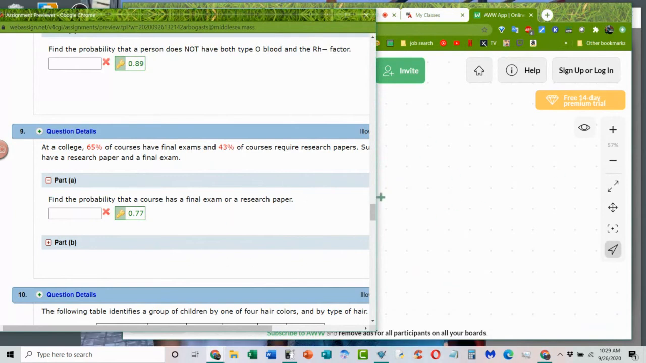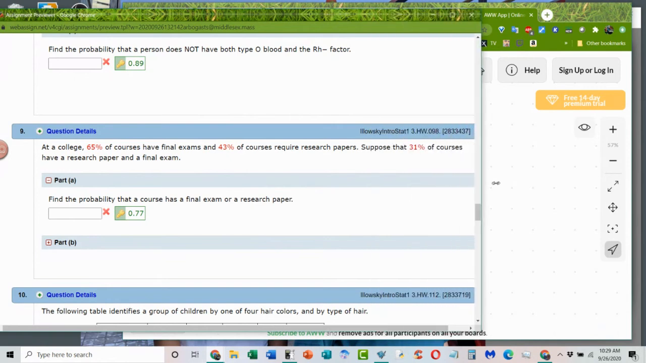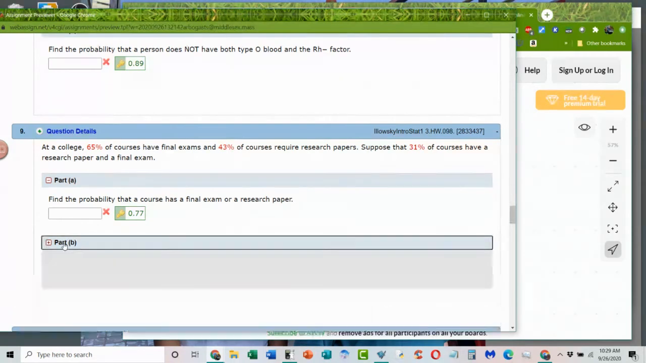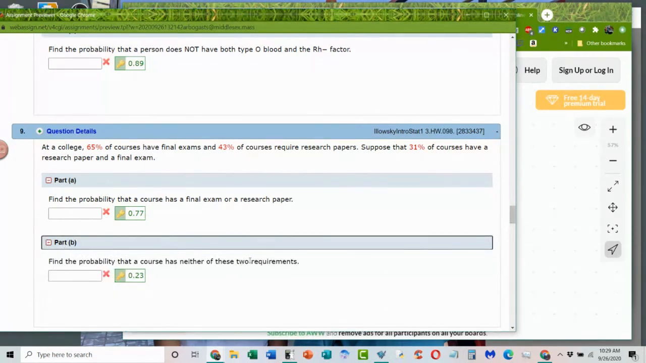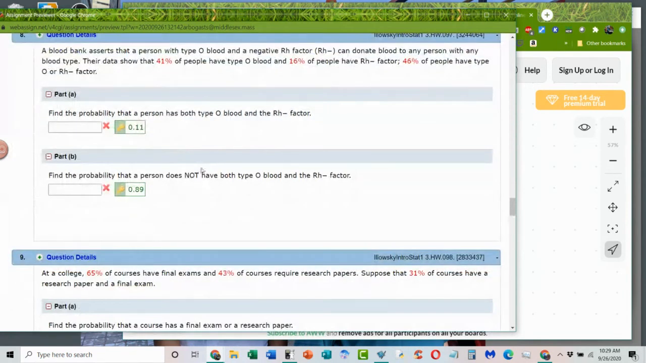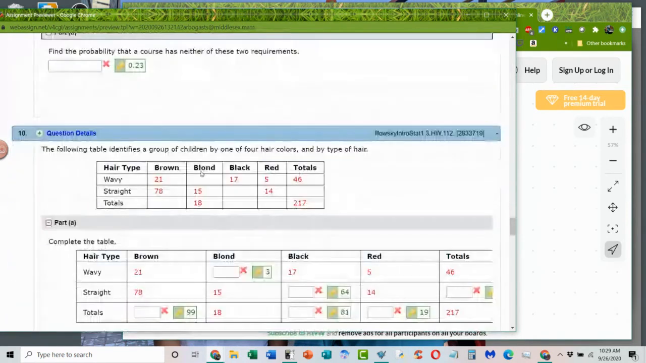All right. So college, 65% of courses have final exams, 43% have research papers, 31% have both. All right. They want to know what's the probability of having a research paper or a final exam, and what's the probability that you don't have either. So that's just like this problem here. So I'm not going to do that one. I'm going to skip it.